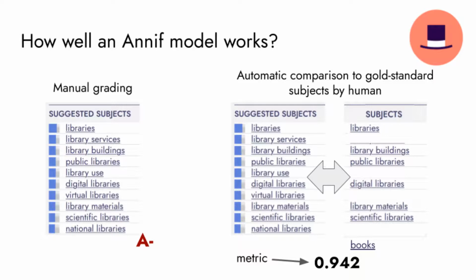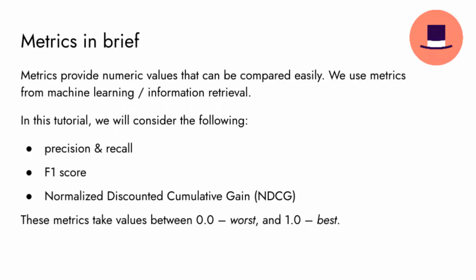A better approach for evaluating Annif models is to use subjects assigned by a human as a gold standard to which the subjects suggested by Annif are automatically compared. This can easily be done for thousands of documents. The quantity that is used to measure the match between the subjects suggested by Annif and those given by a human is called metric. Metrics provide numerical values that allow easy comparisons of the performance of Annif models.